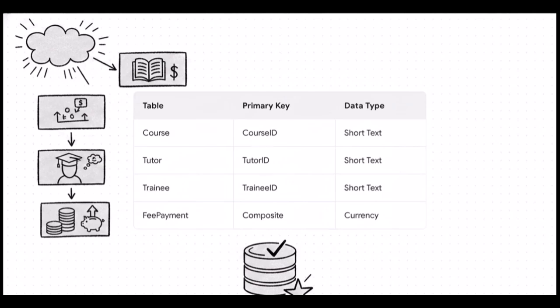So, to tame that raw data, we need to create 4 distinct tables in Access Design View. And get this, this step alone is worth 10 marks. First up, the course table. You'll set course ID as the primary key using short text and fee as currency. Second, the tutor table, with tutor ID as the primary key. Third is the trainee table, anchored by the trainee ID. And finally, the fee payment table, where we track the amount paid. Make sure that one is set to currency or number. Nailing these precise data types right off the bat sets the foundation for everything else we're going to do.